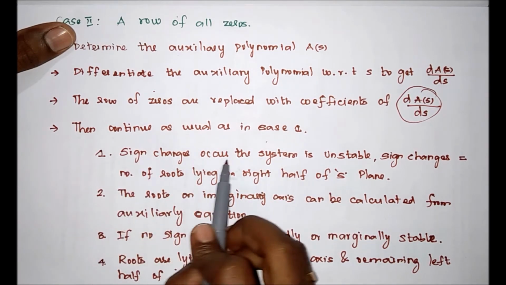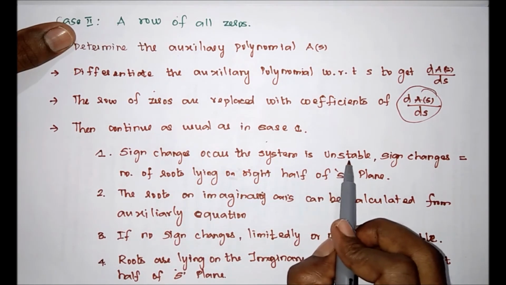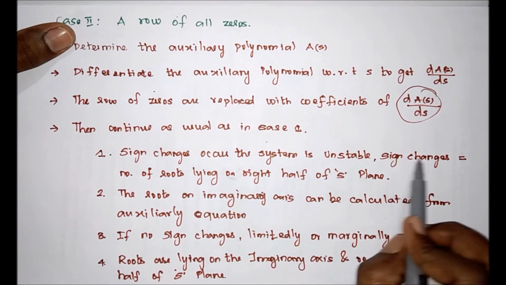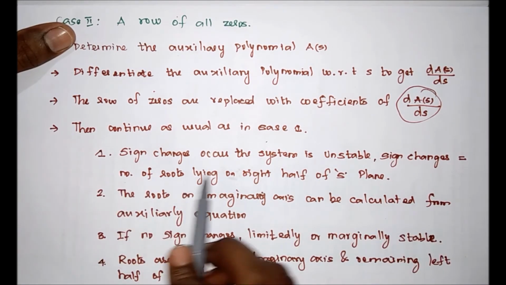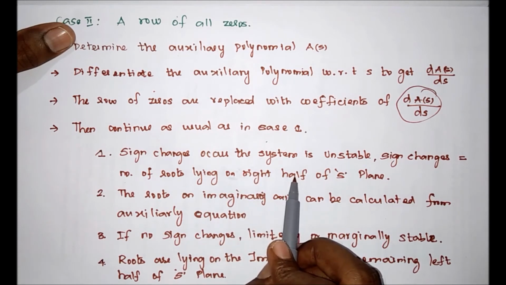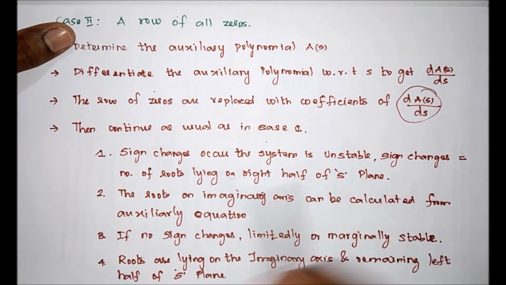So if sign changes occur in the system, it is unstable. The number of sign changes is equal to the number of roots that lie on the right half of the S plane. Next, the roots on the imaginary axis can be calculated from the auxiliary equation.